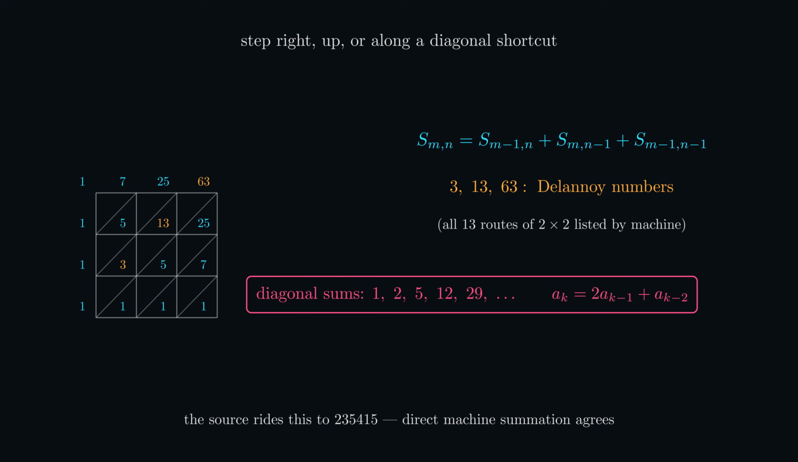The source material rides it to a sum over a 15-step diagonal, 235,415, and direct machine summation agrees exactly. Third, the promised identity, and the checkpoint that proves it.